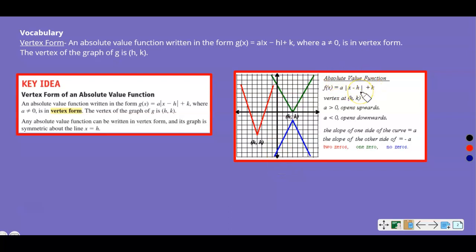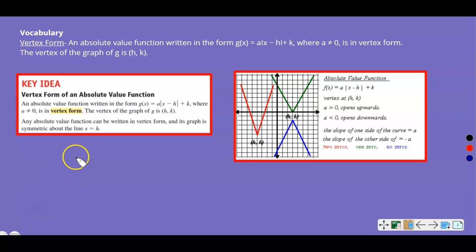You can also see that if a is greater than 0, if this number is positive, it's going to open up. And if a is less than 0, it's going to open down. It will never be sideways, because if it were sideways, it would not pass the vertical line test, which means it would not be a function. So it has to be a V-shape or upside down V-shaped graph.